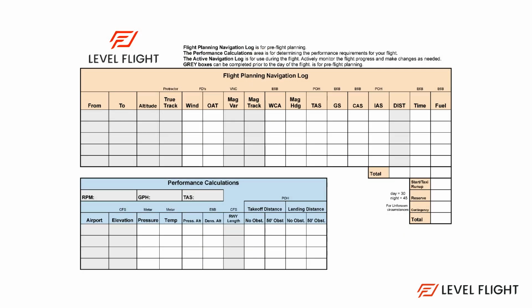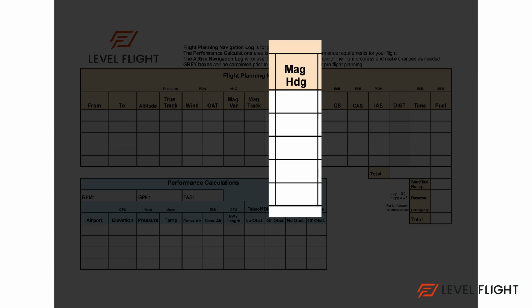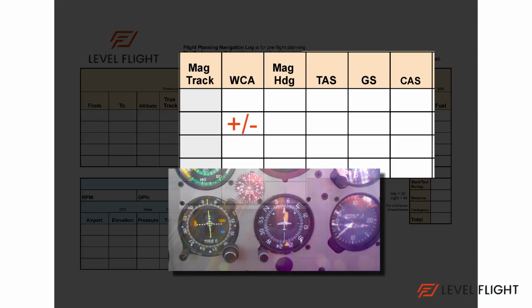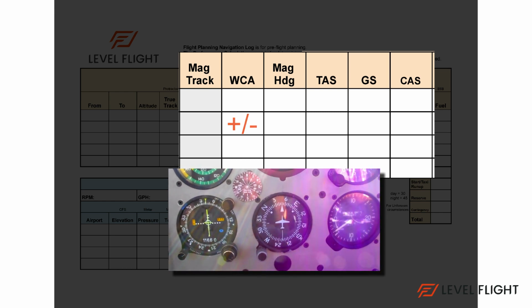Next, we move to the magnetic heading column. We obtain this by either adding or subtracting the wind correction angle to our magnetic track. This will be the heading you fly in flight.